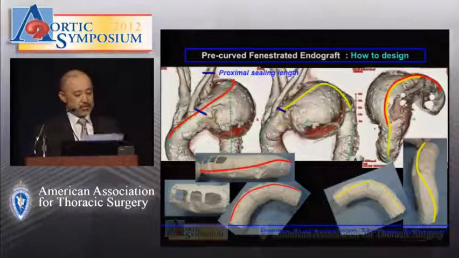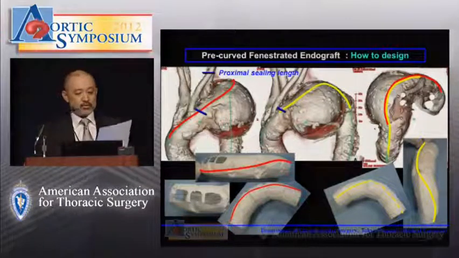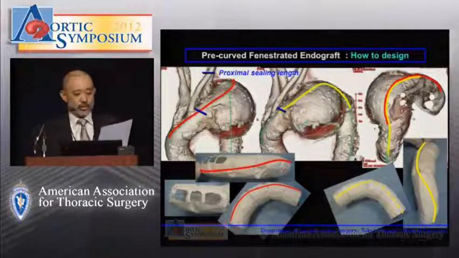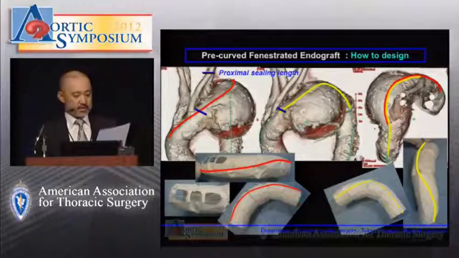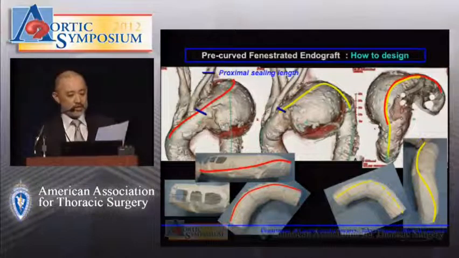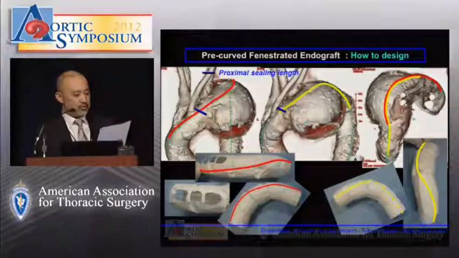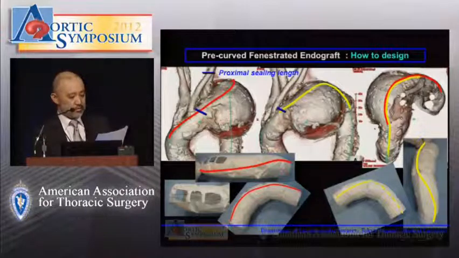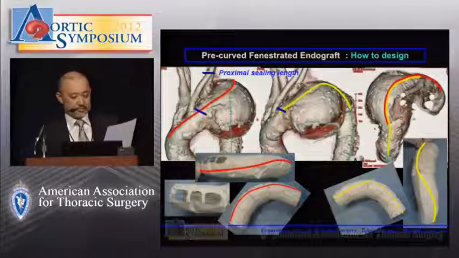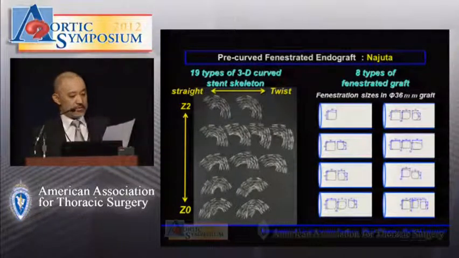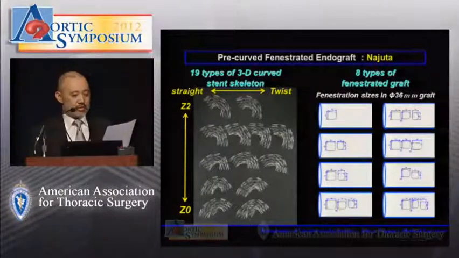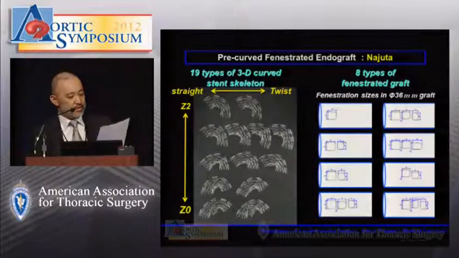For each patient, treatment length and aortic arch configuration were evaluated in a 3D volume rendering window. According to these yellow and red lines, the endograft suitable for each patient is fabricated from a three-dimensional curved stent skeleton and fenestrated multi-layered EPTFE graft. This device has 90 types of 3D curved stent skeleton and 8 types of graft fenestrations for arch vessels.